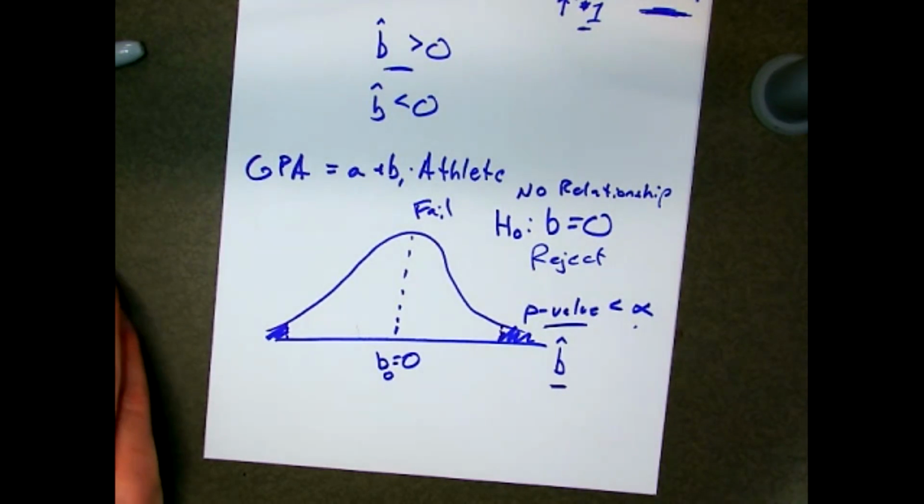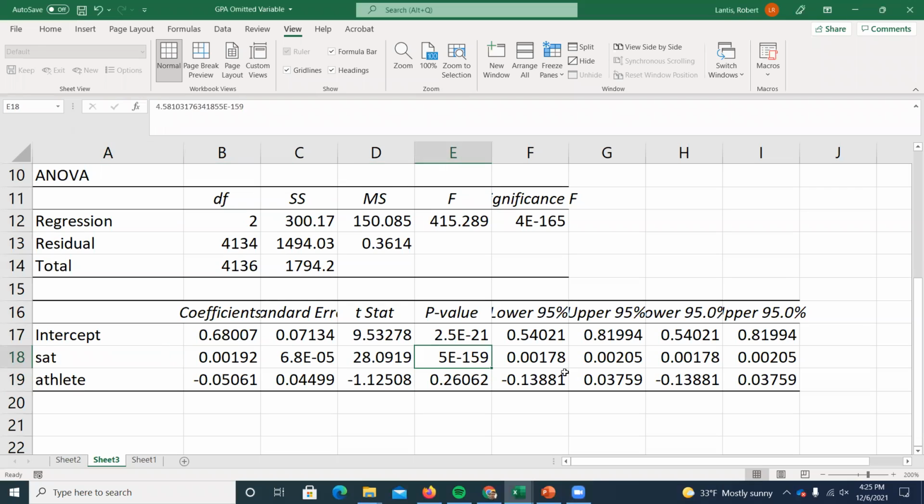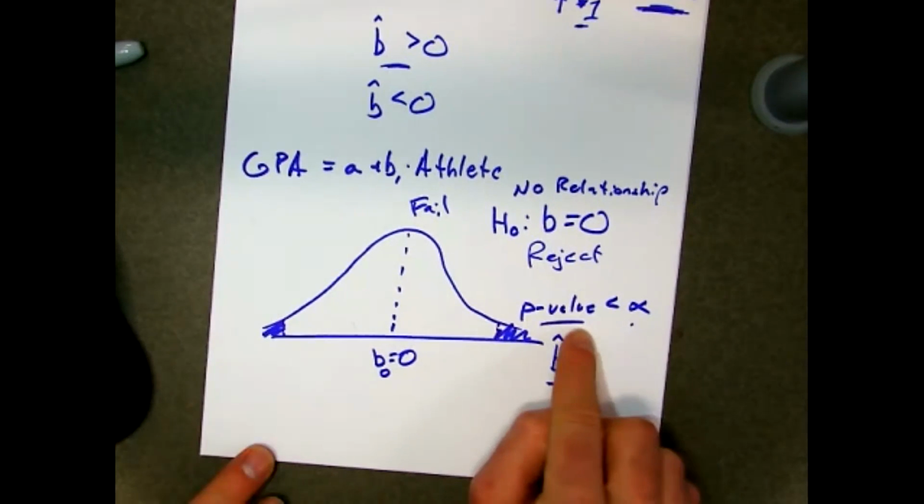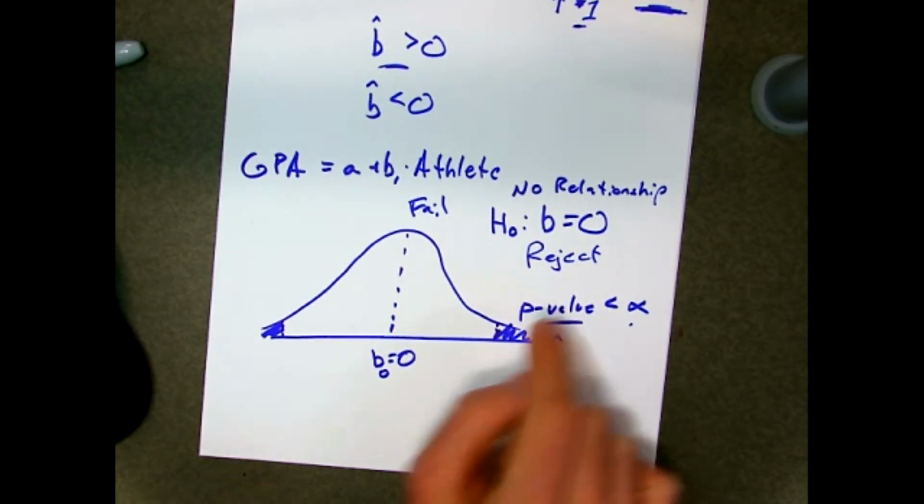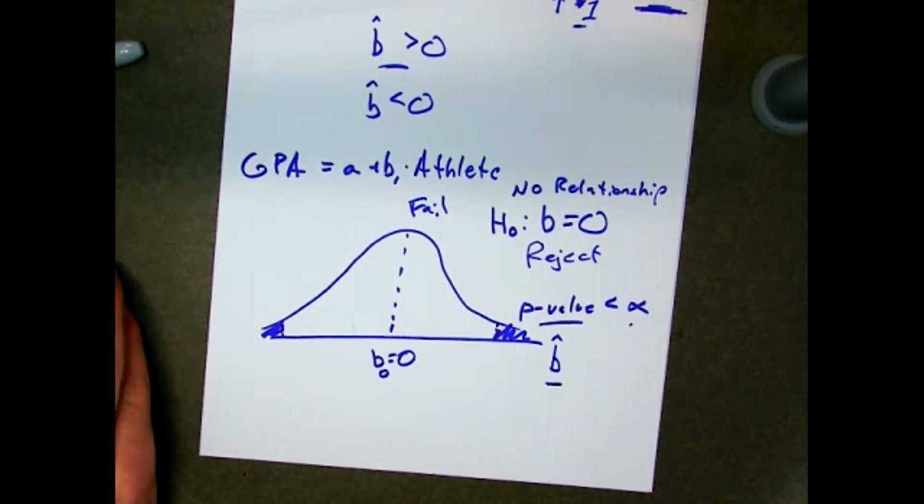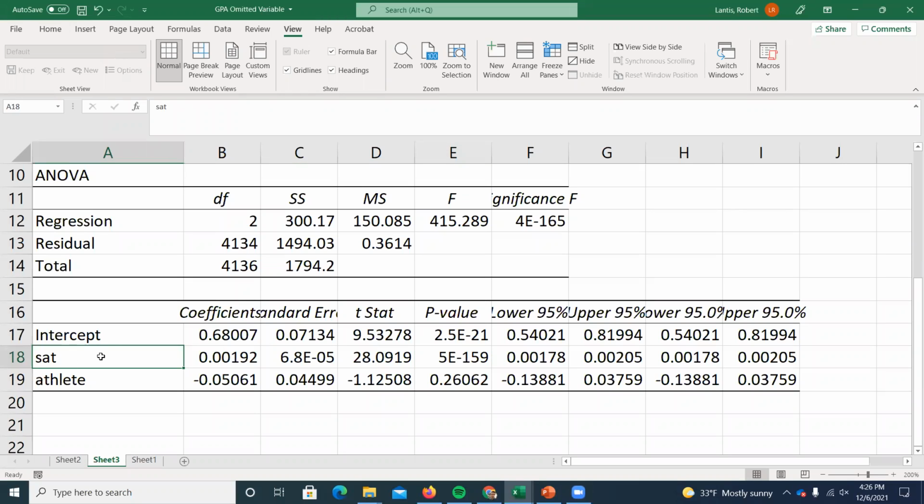Now I can look at the other variable of SAT score, 5 times e to the negative 159, which is 10 to the power of negative 159, which means move the decimal 159 places to the left. So this p-value, for all intents and purposes, is 0. If I have a p-value of 0, that's definitely going to be less than alpha, right? So if my p-value is less than alpha, I reject. So for SAT, I can reject that there's no relationship, or said differently, I found significant evidence that there is a relationship between SAT scores and predicted GPAs.